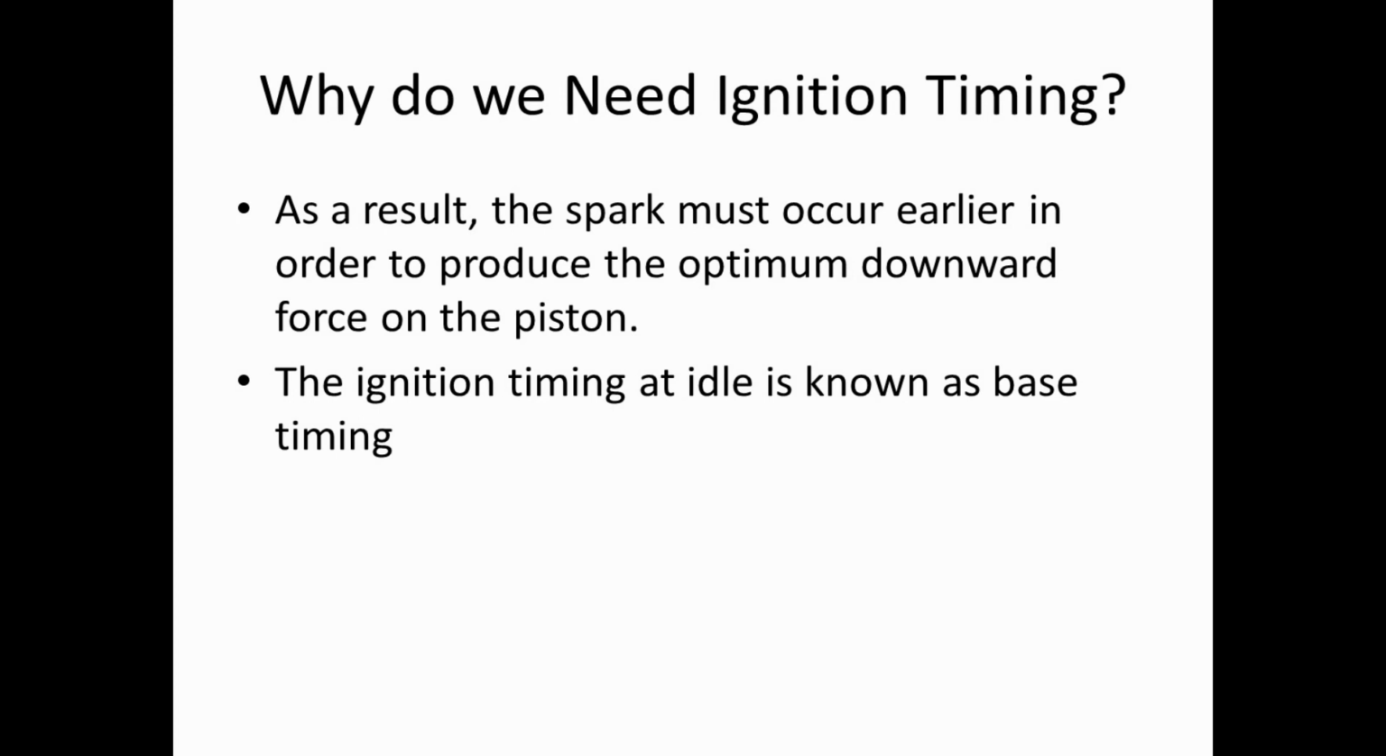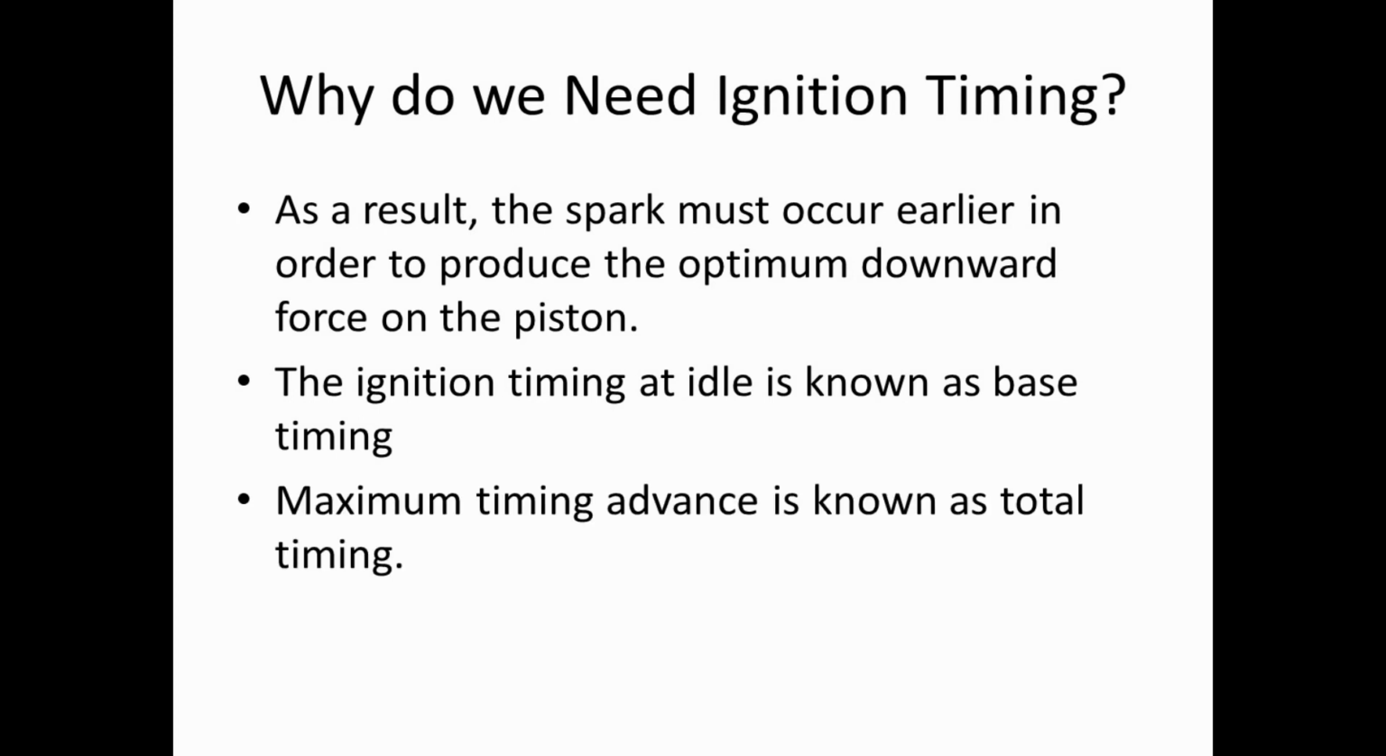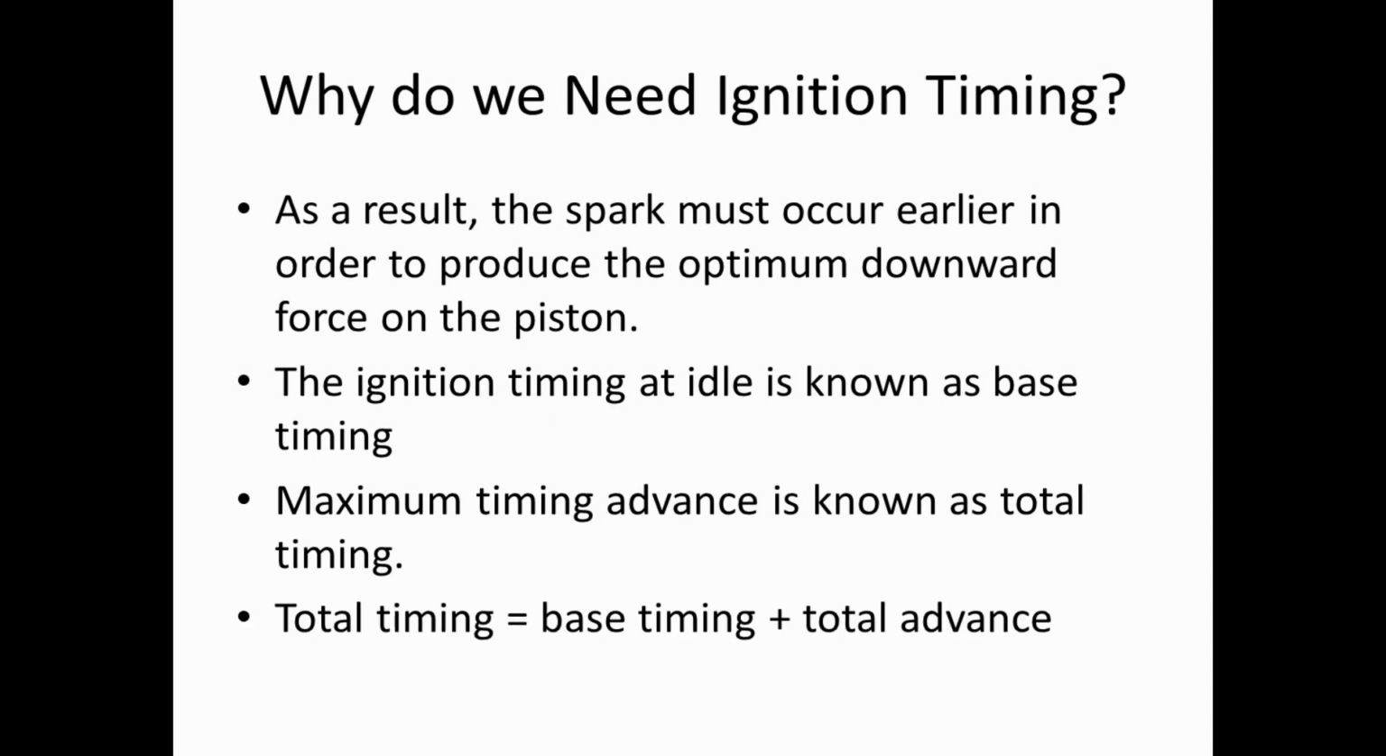Now we're not going to go into setting timing, but we're going to go over all the terms and how it all works. So our maximum timing advance, when you rev the engine all the way and it hits the very highest timing point that you can get, that's called total timing. Your total timing is equal to your base timing plus the total amount of advance. So if I have 5 degrees of base timing and 15 degrees of total advance, my total timing is going to be 20 degrees. This is not any specific application, that's just an example.